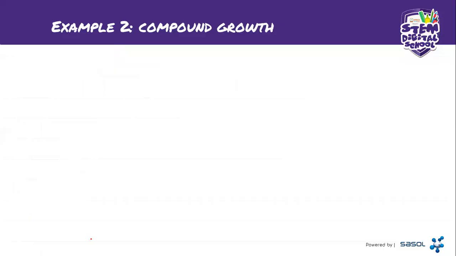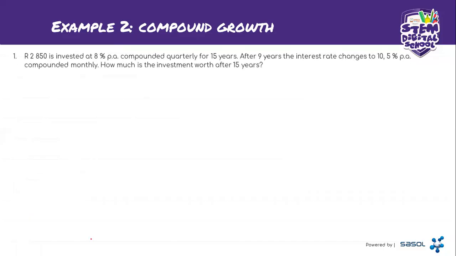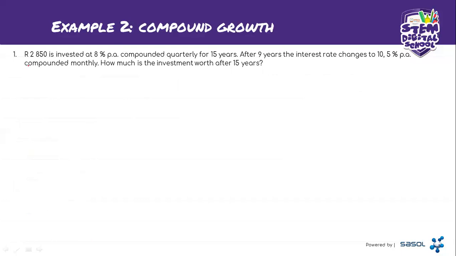Now we're having example 2, again under compound growth. We're still under compound interest. Let's see the scenario that we will get. It says 2,850 is invested at 8% per annum compounded quarterly. Quarterly is very important. We are dealing with quarterly for 15 years. But after 9 years, the interest rate changes to 10.5% per annum compounded monthly. How much is the investment worth after 15 years?